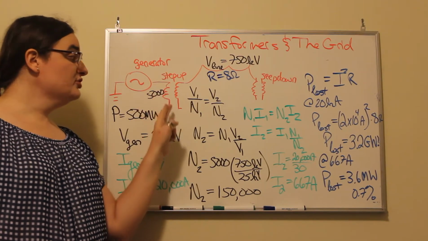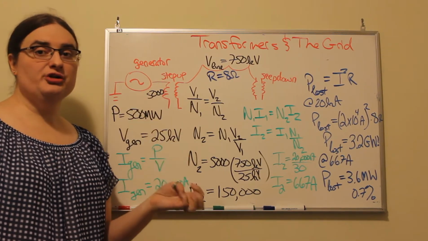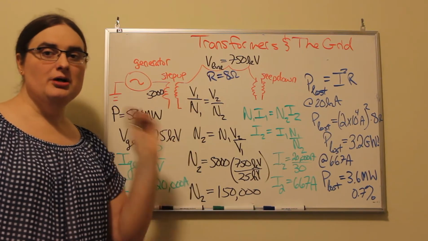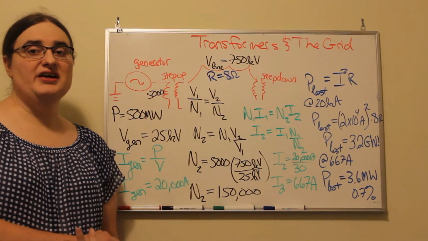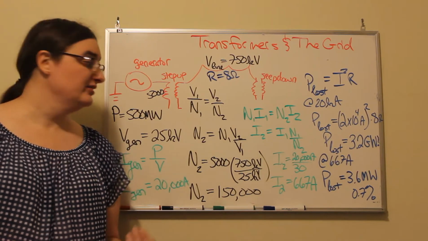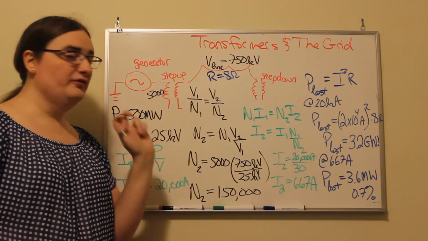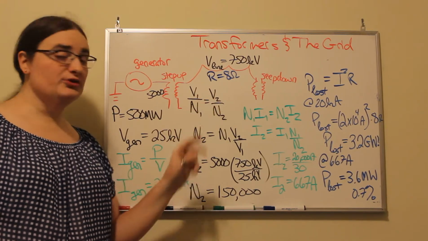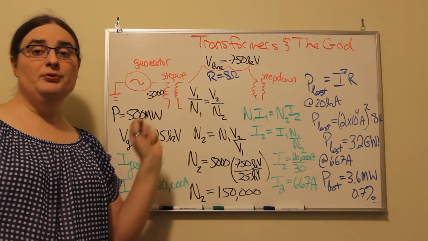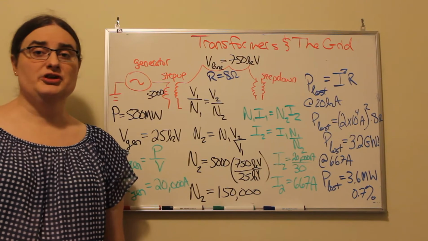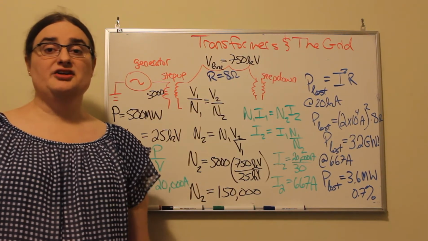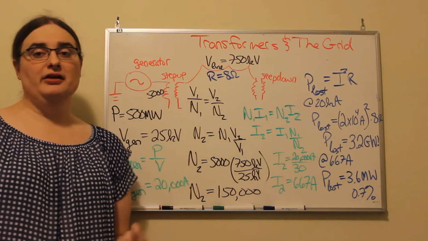Now, with a transformer, the first transformer rule says the ratio of voltage per number of turns on each side of a transformer is constant. So V1 over N1, input voltage over input number of turns, equals V2 over N2, output voltage over output number of turns. So say we want to distribute that electrical energy at 750 kilovolts.